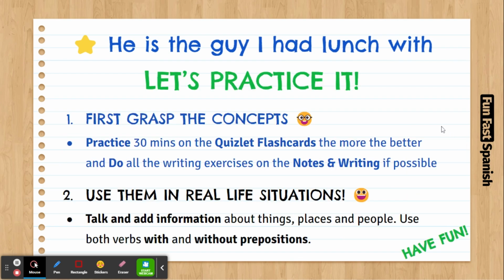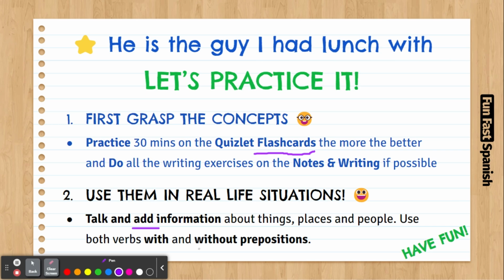So how to practice this? So first of all, you're going to do your flashcards. You're going to practice this for half an hour, 20 minutes, whatever time you have. And in real life situations, you are going to talk about things or places, people, anything, and then you're going to add information with the word que. If by any chance this verb is going to need a preposition, then you have to use the preposition plus article plus the word que.